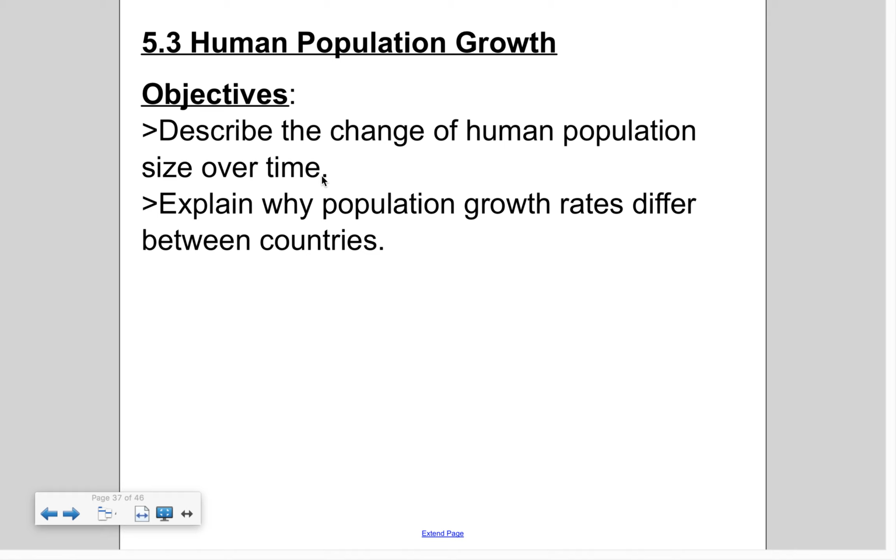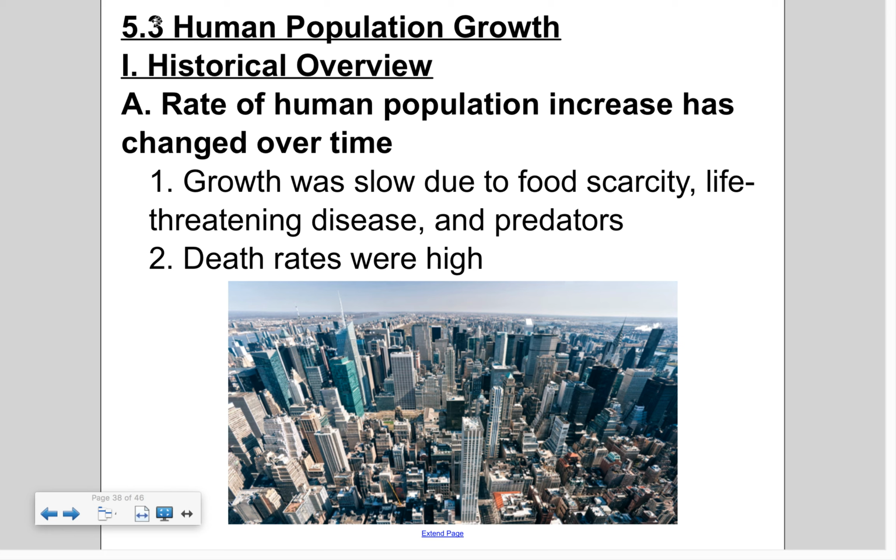And so I'm going to talk a little bit about the history of human population and how it's changed over time, and then look at population growth rates between different countries and what that means for us and maybe for some other nations. So the historical overview of the human population is that our population has increased over time, and that's no surprise. We know that. You guys know that. You've heard that.